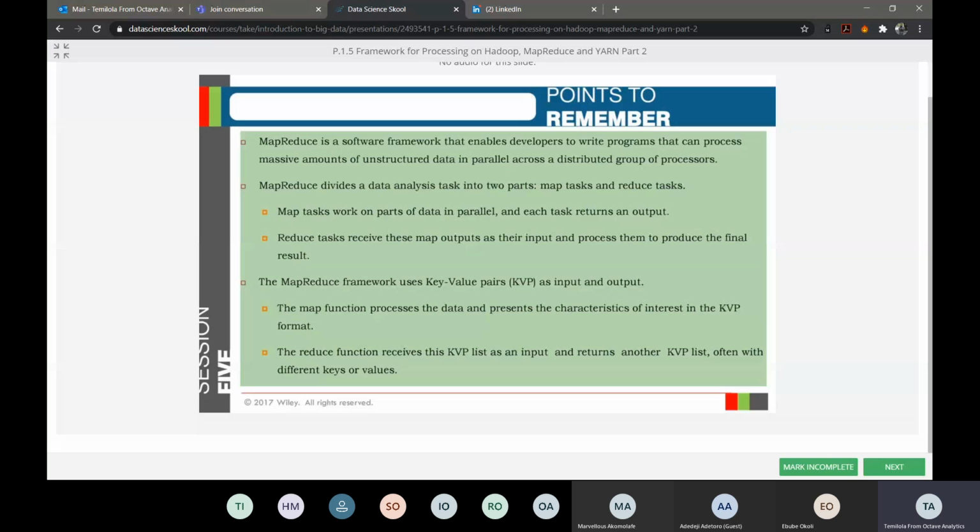Then what I told you guys today, MapReduce divides your tasks into two major tasks. You have your map task and your reduce task. Map task works on part of the data in parallel and returns an output. Then the reduce task works on the output of your map task, then aggregates it to produce your final result. I also told you that the MapReduce framework uses KVP, key value pairs, as input and output, meaning for every key you have a value for it.